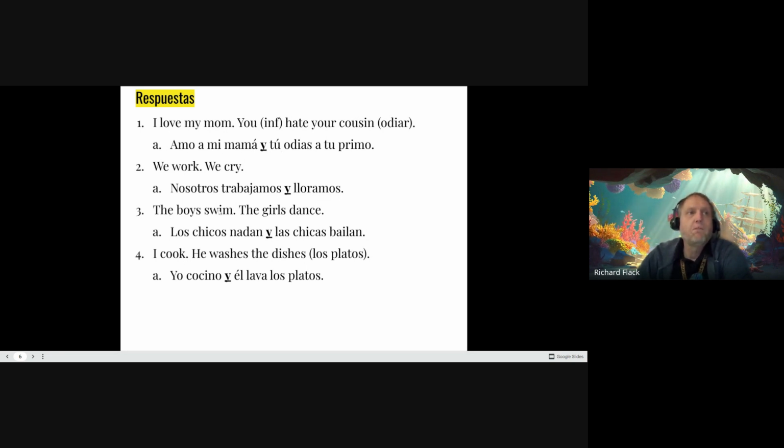Okay, number 3, the boys swim and the girls dance. Los chicos nadan y las chicas bailan. Number 4, número 4, I cook, he washes the dishes. Yo cocino y él lava los platos. All right, make any corrections that you might need, and let's move on to the next section.